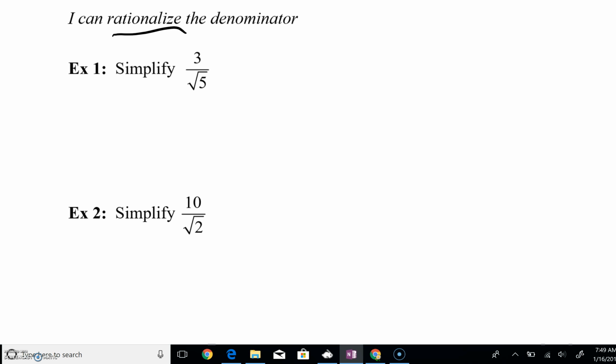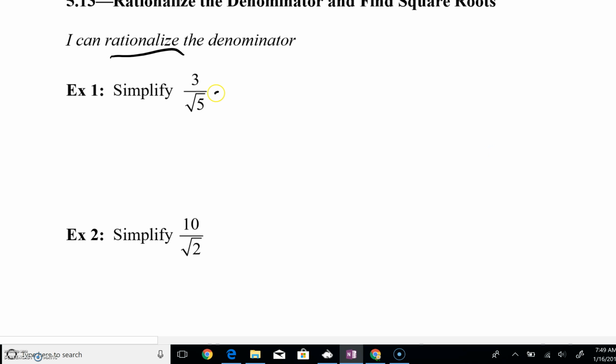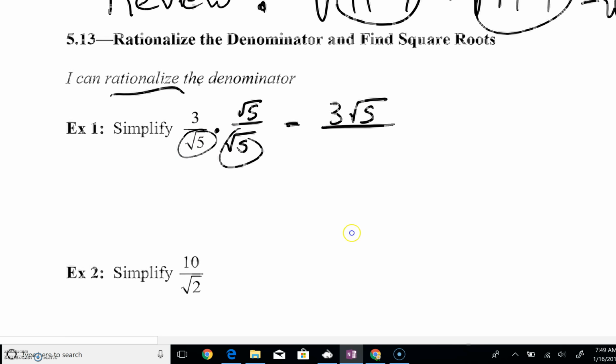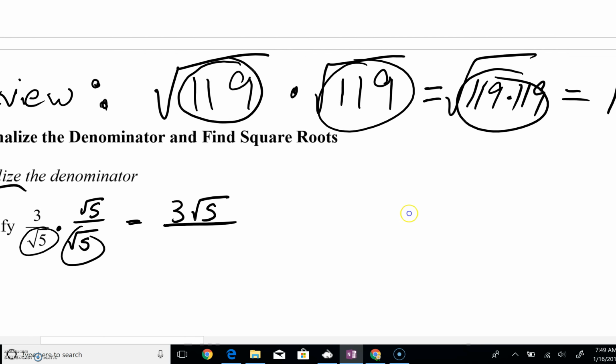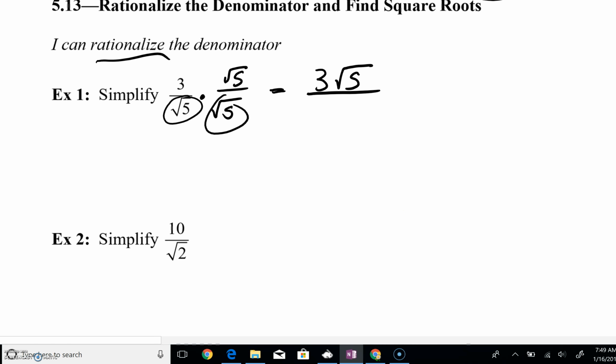And here's what we're going to do. I've only got one radical 5. I'm going to multiply the top and the bottom by radical 5. Now the top becomes 3 radical 5. Down below, it's just like this problem that we had for our warm-up. Guess what radical 5 times radical 5 is going to get you? Just a 5. And we are done.